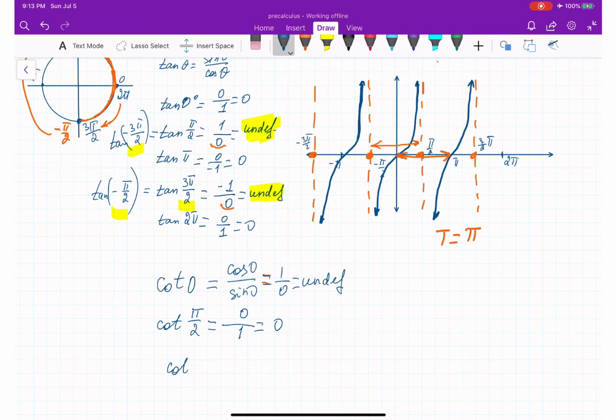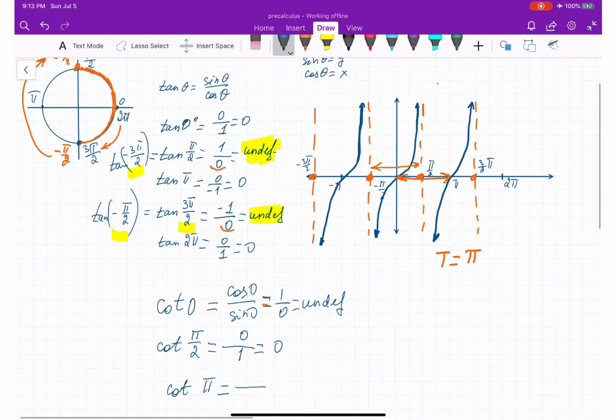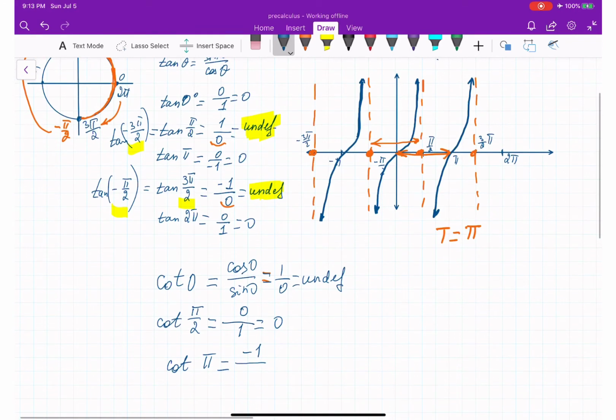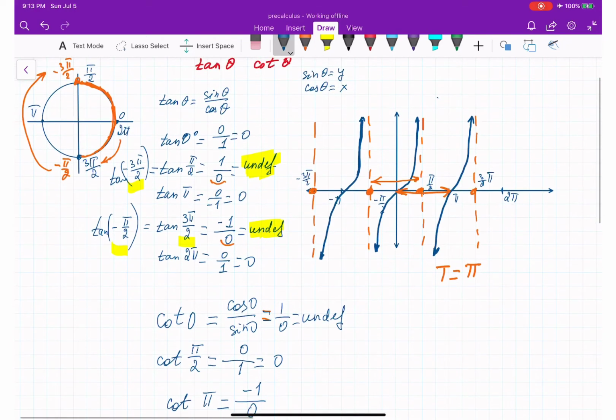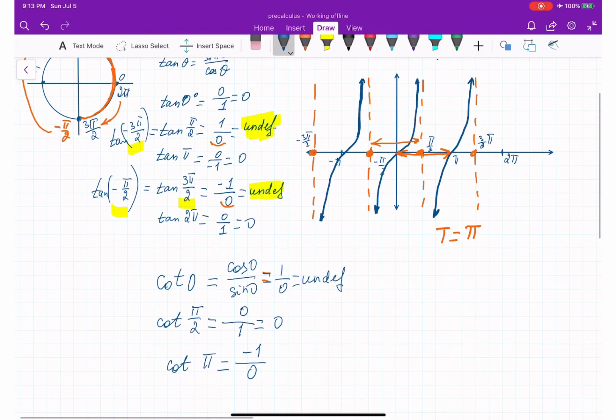Cotangent pi is going to be cosine pi, which is negative 1, divided by sine pi, which is going to be 0, because sine is y, right? There is no y at the point of pi. So we are getting here undefined.